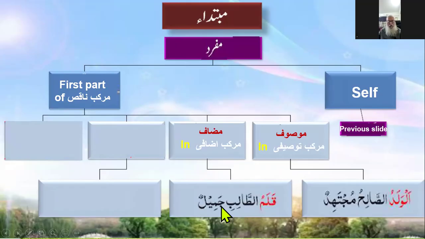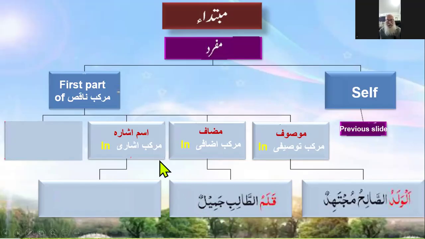Let's have the example of murakkab idafi. Kalamu talibi jamilun. Kalamu is actually the mubtada, and at-talibi is the mudaf ilaih. Now you can ask me, kalamu is not a proper noun. No alif lam, no tanween. Yes, it's mudaf. But when the mudaf ilaih is a proper noun, mudaf becomes a proper noun. Just like kitabullahi. Allah is the proper noun, mudaf ilaih. So kitab, mudaf, becomes proper. The same way is kalamu talibi. And jamilun is the khabar.